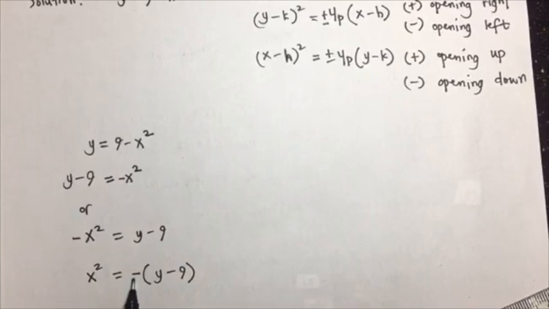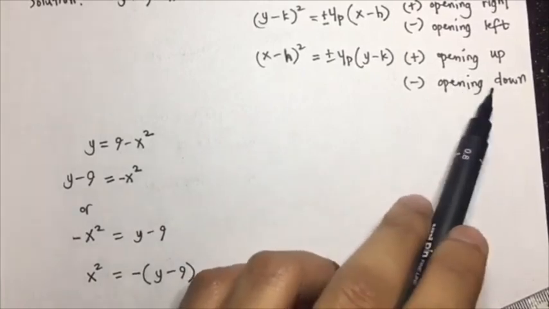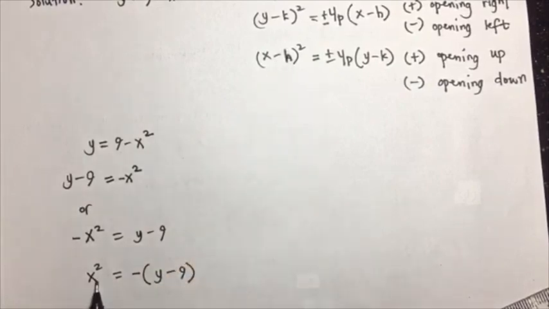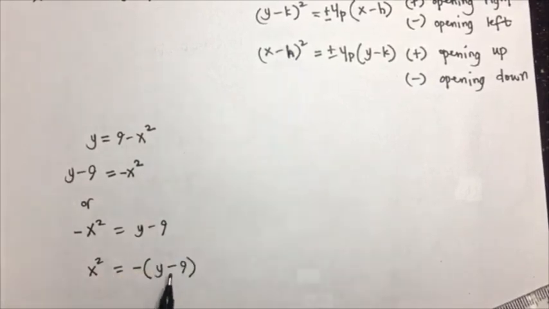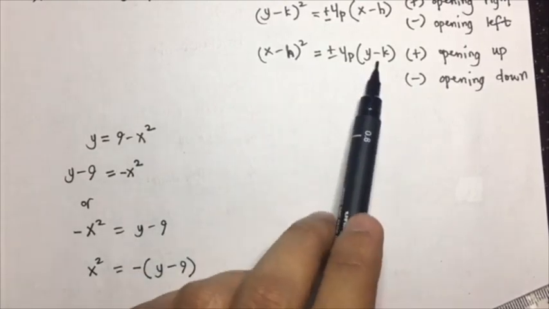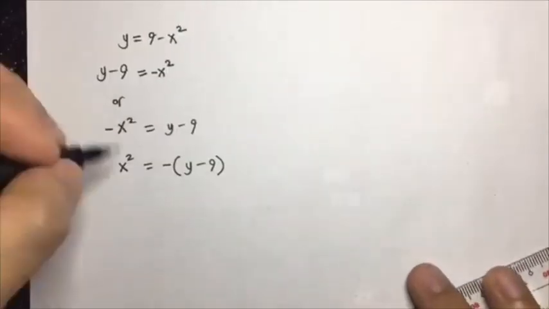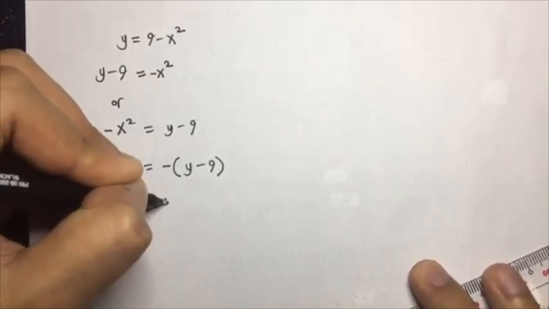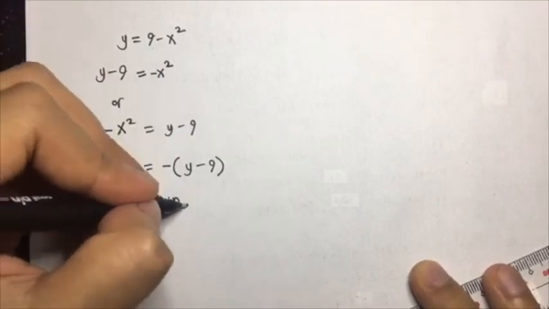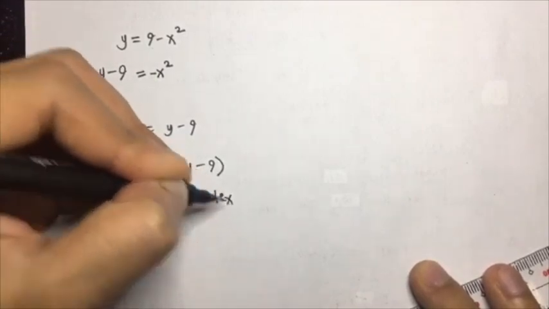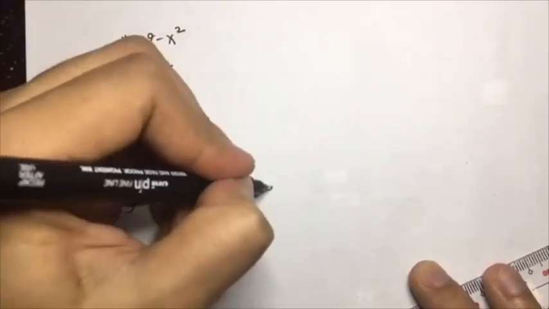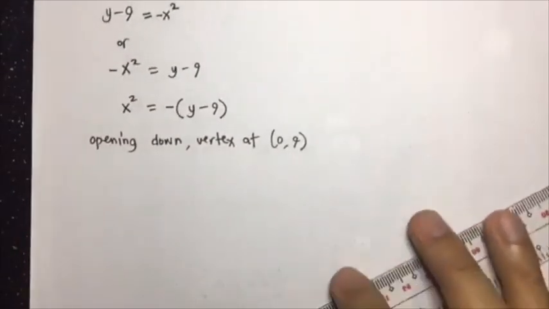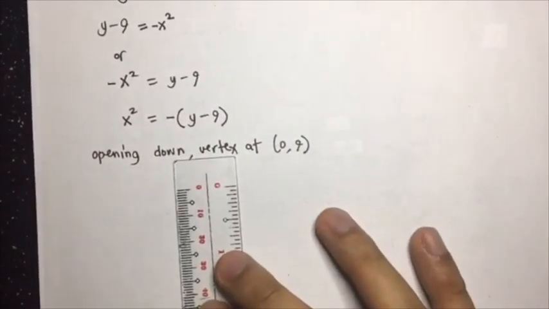Therefore this is opening downwards, and its vertex is at h equal to 0 and k equal to positive 9. So this is opening downwards, with vertex at 0 and positive 9. Therefore we can now draw it.